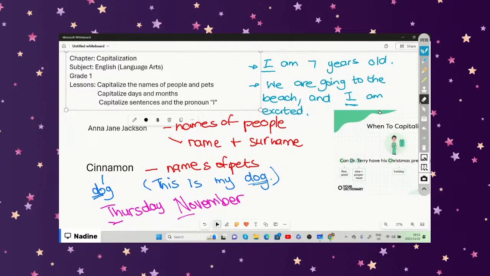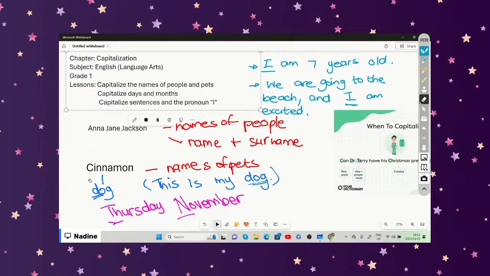So that is basically our chapter and our lessons on capitalization. We said when it comes to capitalization, we capitalize names of people and pets. I remember we said when it's names of people, it is your name and surname. We capitalize names of pets.